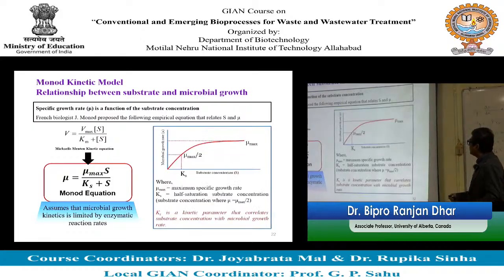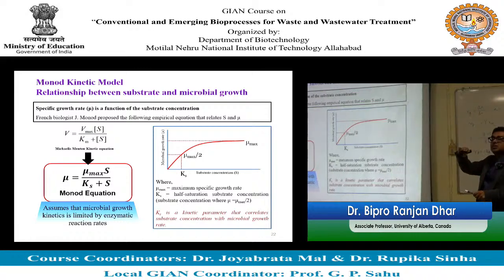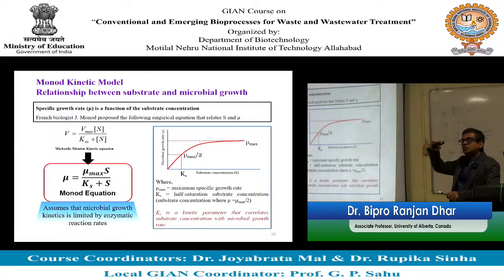If we increase the substrate concentration or BOD concentration, microbes will grow, but above a certain concentration of substrate, that growth reaches a saturation point. We call this mu max, the maximum specific growth rate. Then he introduced another term called the substrate half saturation concentration. Basically, at what concentration the growth rate is half of the maximum growth rate.